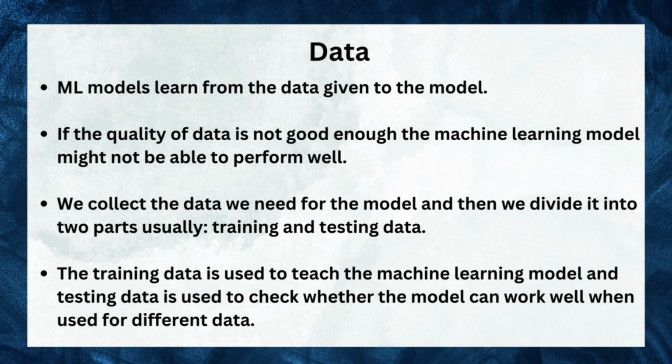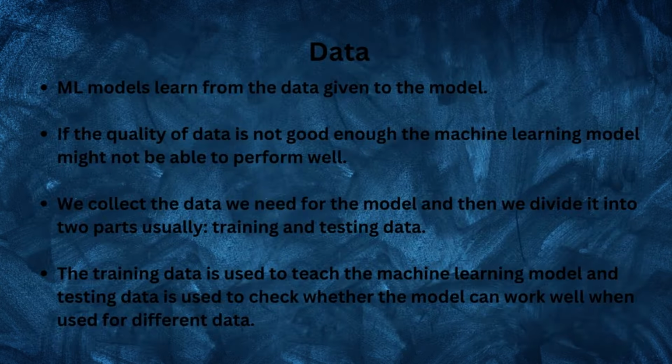First, we collect the data we need for the model and then we divide it into two parts, training and testing data. The training data is used to teach the machine learning model and testing data is used to check whether the model can work well when asked using different data. Training data is necessary for the model to learn about patterns and establish relationships within the data. Testing data is like a check we introduce to see whether the model will be able to predict for new unseen data which was not part of training.